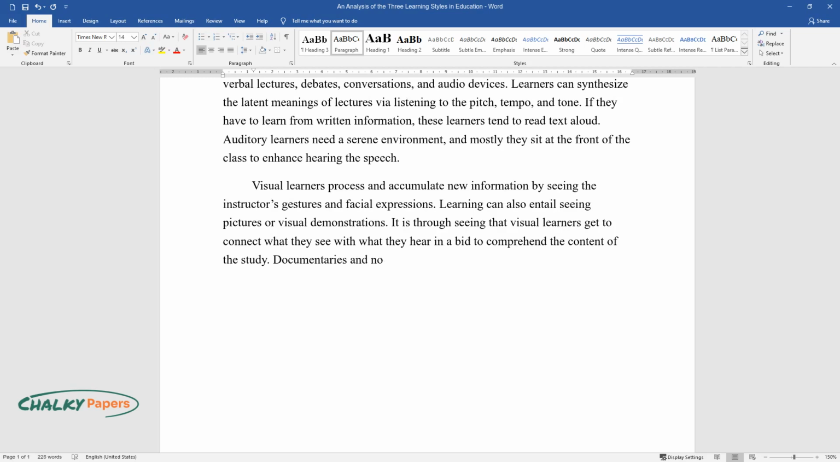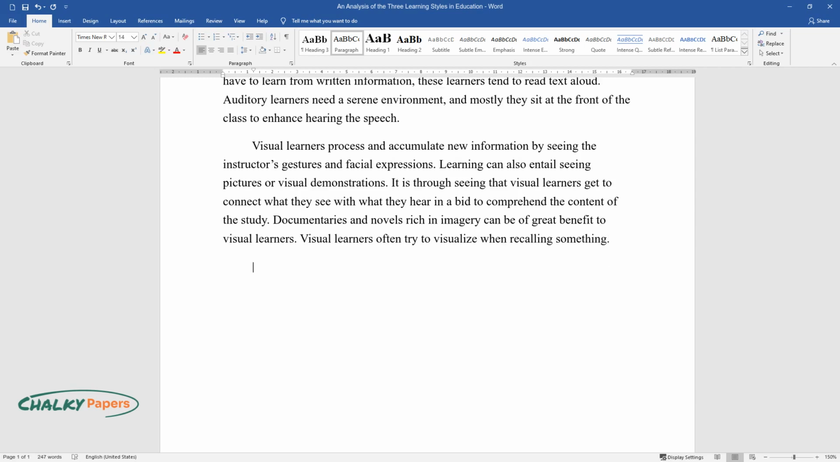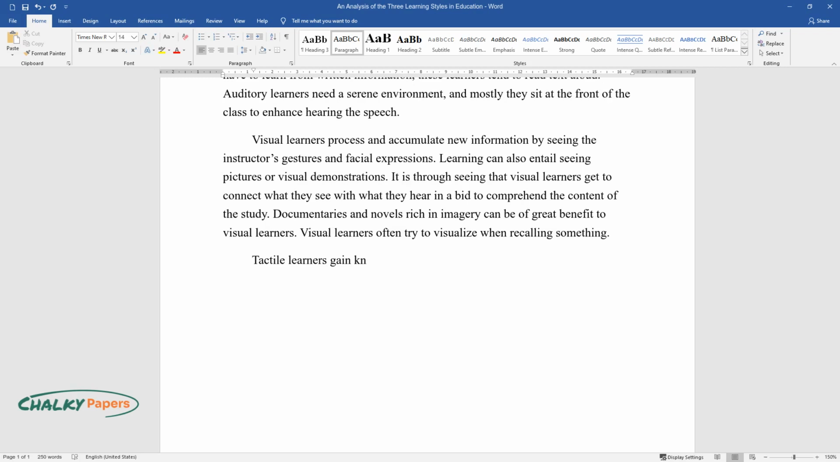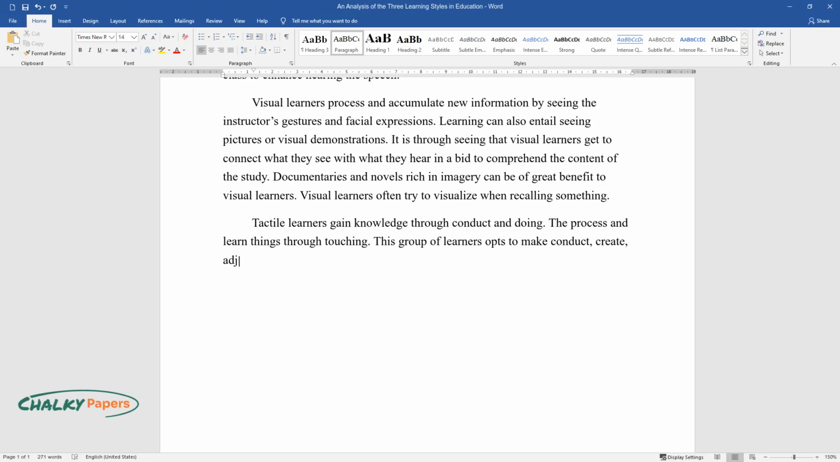Documentaries and novels rich in imagery can be of great benefit to visual learners. Visual learners often try to visualize when recalling something. Tactile learners gain knowledge through conduct and doing. They process and learn things through touching. This group of learners opts to make conduct, create, adjust, or make drawings of what they study.